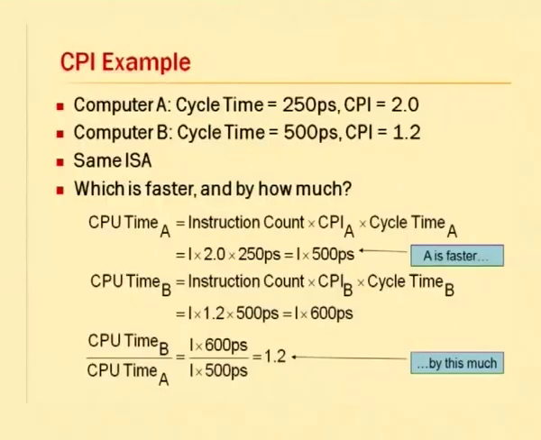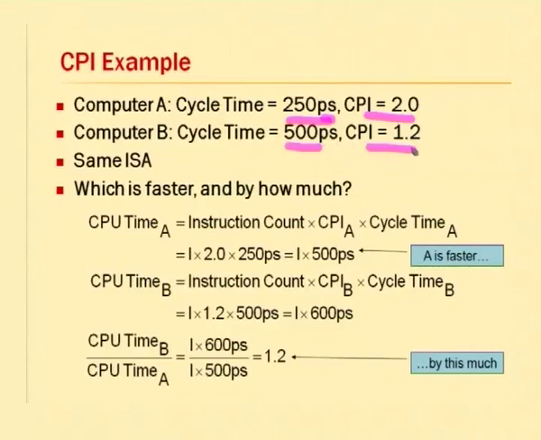So let's take an example now, how the CPI is calculated and how we calculate the CPU time using that and determine how much one machine is faster than the other. I have a computer A which has a cycle time of 250 picoseconds and a CPI of 2.0. Now here I am assuming that it's a constant CPI. Computer B has a cycle time of 500 picoseconds but a CPI of 1.2. Now we want to find out which is faster and by how much.